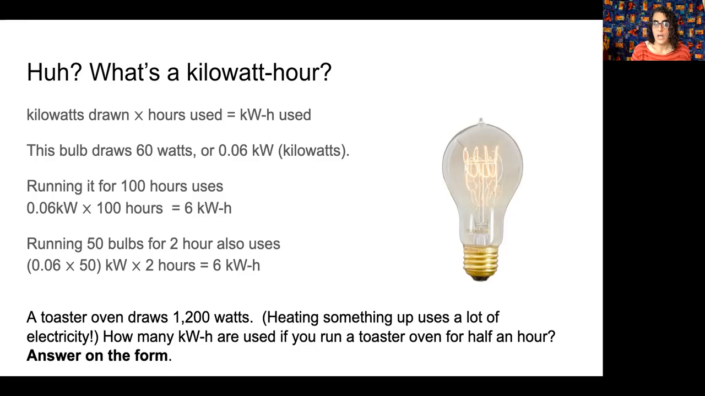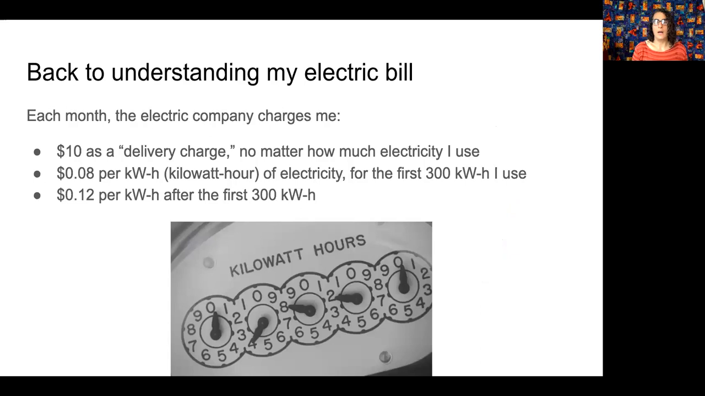You try one. A toaster oven draws 1,200 watts, or 1.2 kilowatts. Turns out heat takes a lot of electricity. So how many kilowatt hours do you use if you run a toaster oven for half an hour? Give me an answer on the form. So the answer would be 0.6 kilowatt hours, because it's 1.2 kilowatts for half an hour.